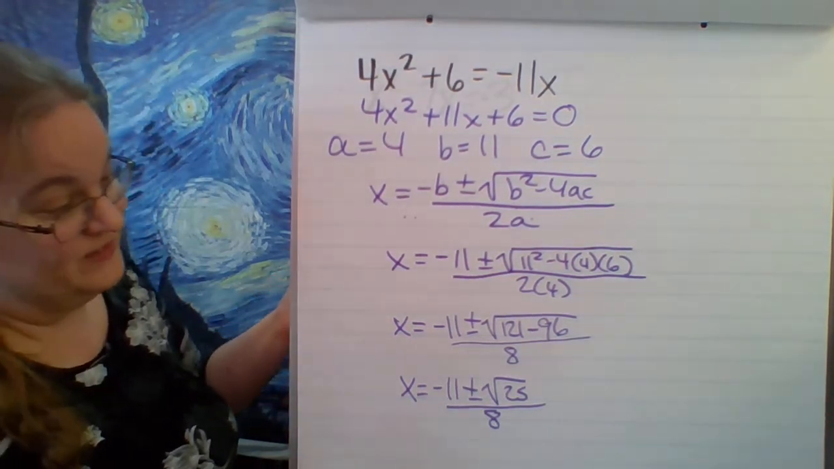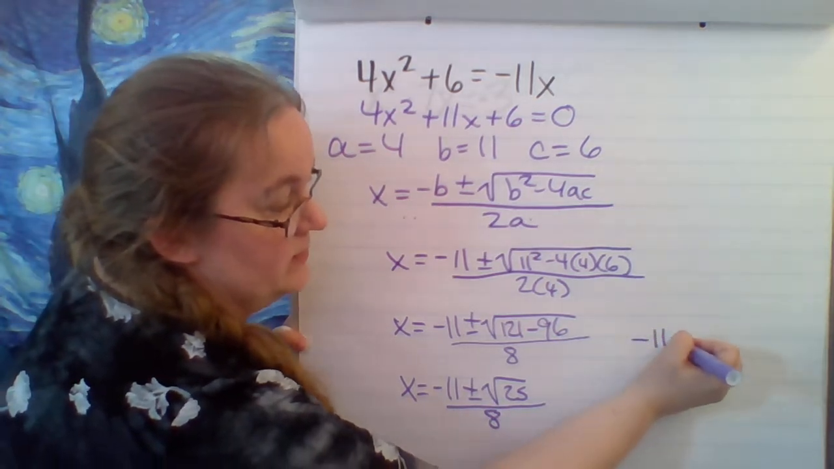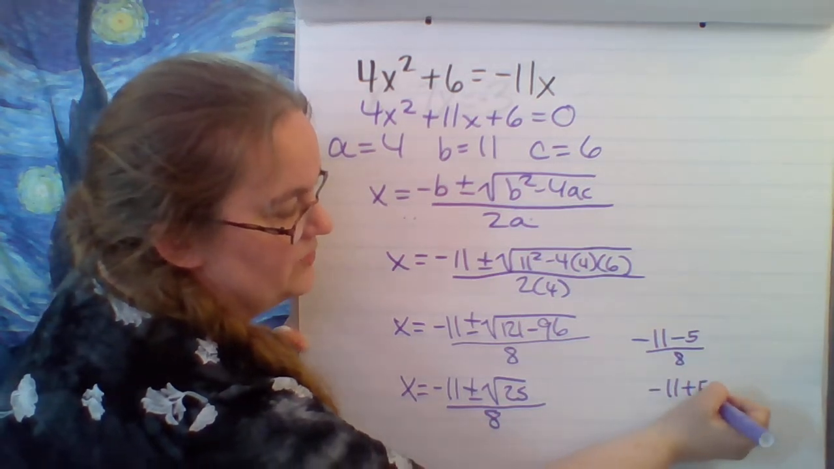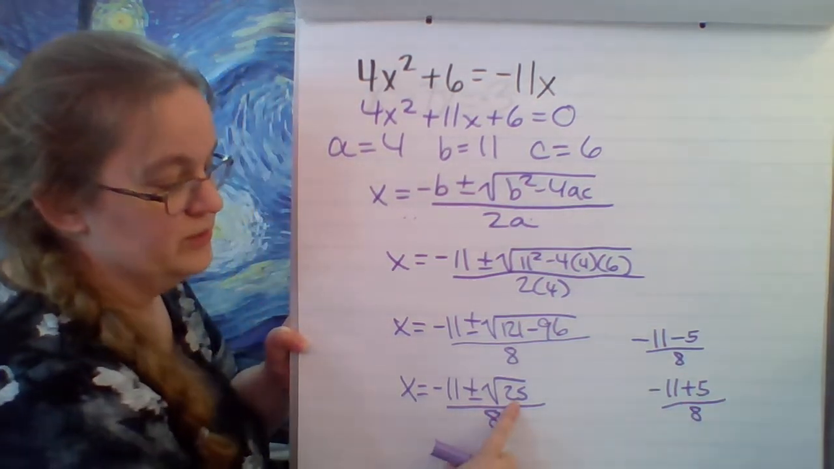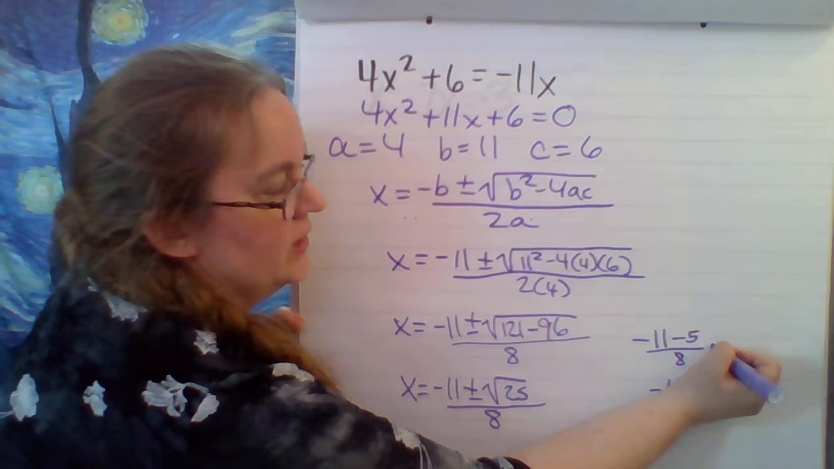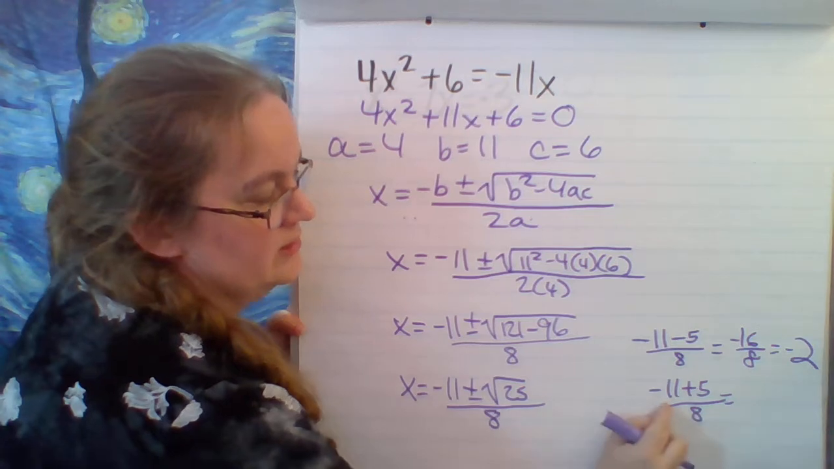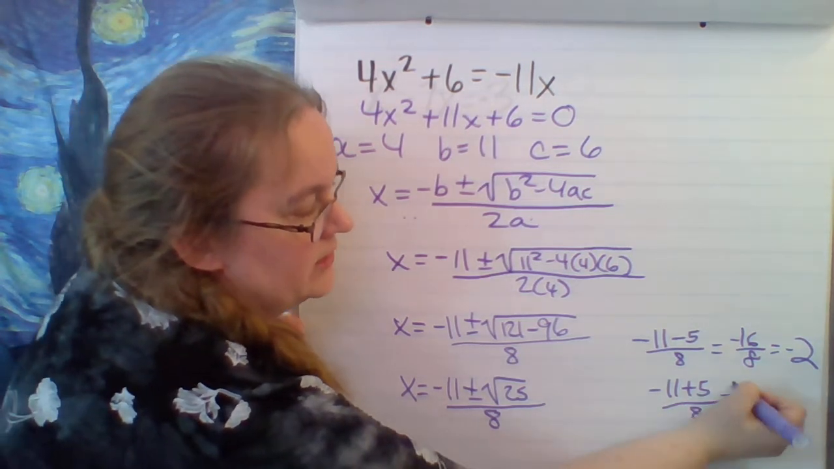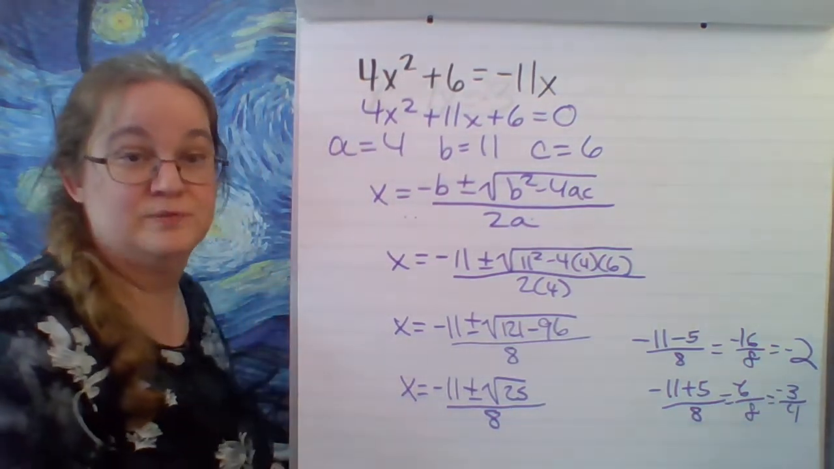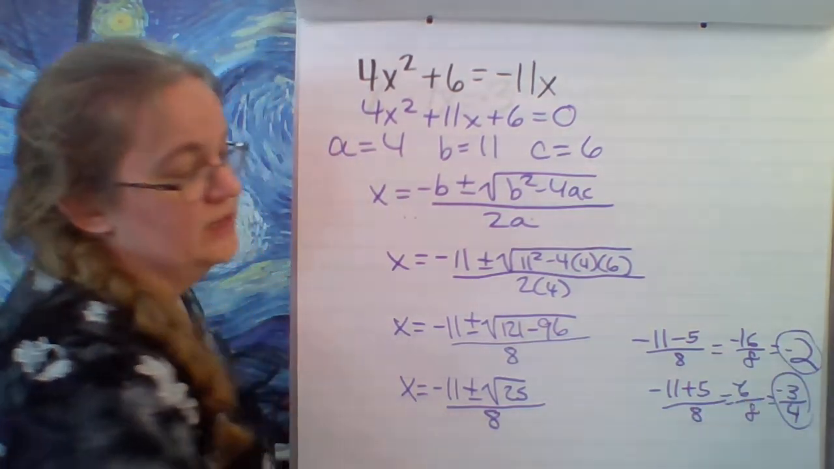The square root of 25 is 5. And so what's happening is I'm getting negative 11 minus 5 divided by 8 and negative 11 plus 5 divided by 8. Again, the square root of 25 could be positive 5 or negative 5 because both of them will work. This gives me negative 16 divided by 8, which is negative 2. This is going to give me negative 6 divided by 8, which simplifies to negative 3/4, and I would just leave it as a fraction. So my two roots are negative 2 and negative 3/4.